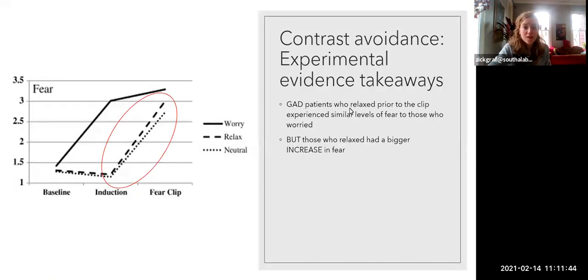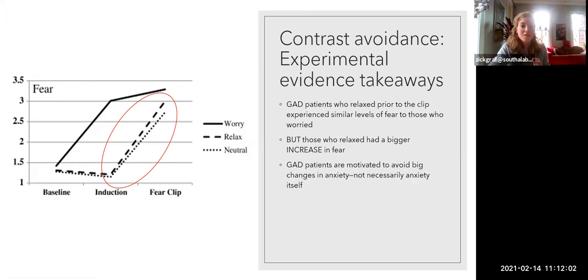But where the two groups differed is that GAD patients who had relaxed prior to the clip experienced a much larger increase in sympathetic nervous system arousal and fear than those who had been worrying prior to seeing that scary stimulus. So the theory here is that GAD patients are motivated to avoid big shifts in emotion. They don't want to experience that sort of rapid rise in anxiety from a comfortable baseline to elevated sympathetic nervous system arousal. So the idea here is that worry functions to keep arousal at a moderate, steady level.